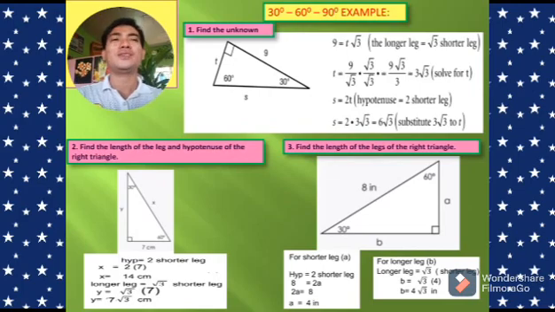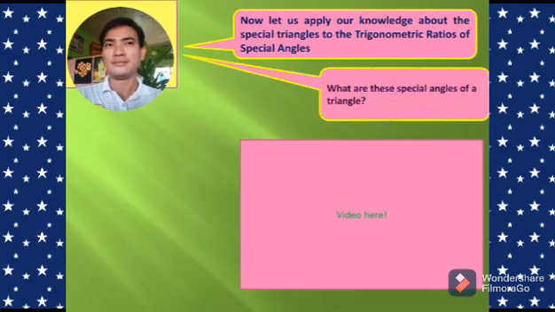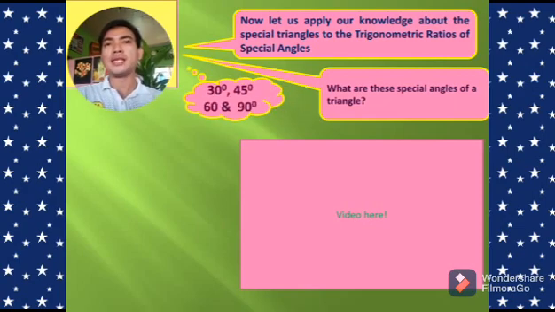No. So let's proceed. Now let us apply our knowledge about the special triangles to the trigonometric ratios of special angles. By the way, what are the trigonometric ratios? We have the sine, cosine, tangent, cotangent, cosecant, and secant. What are these special angles of a triangle? Of course, you have it here: 30 degrees, 45 degrees, 60 degrees, and 90 degrees.